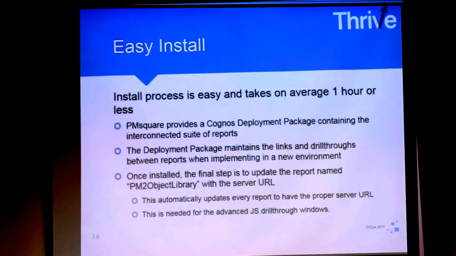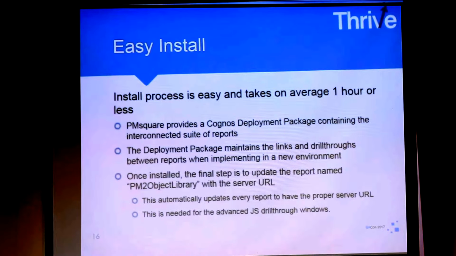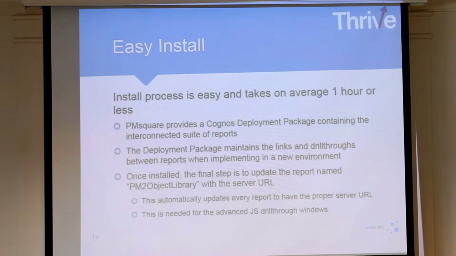The deployment package maintains the links and the drill-throughs between the reports, so you don't need to do any manual linking or anything. You just specify where you want the reports to be deployed, and all the links between the reports will be maintained. You do need to specify where your audit package is, but that's because it will be different for every system. That's just a normal part of deploying a package.